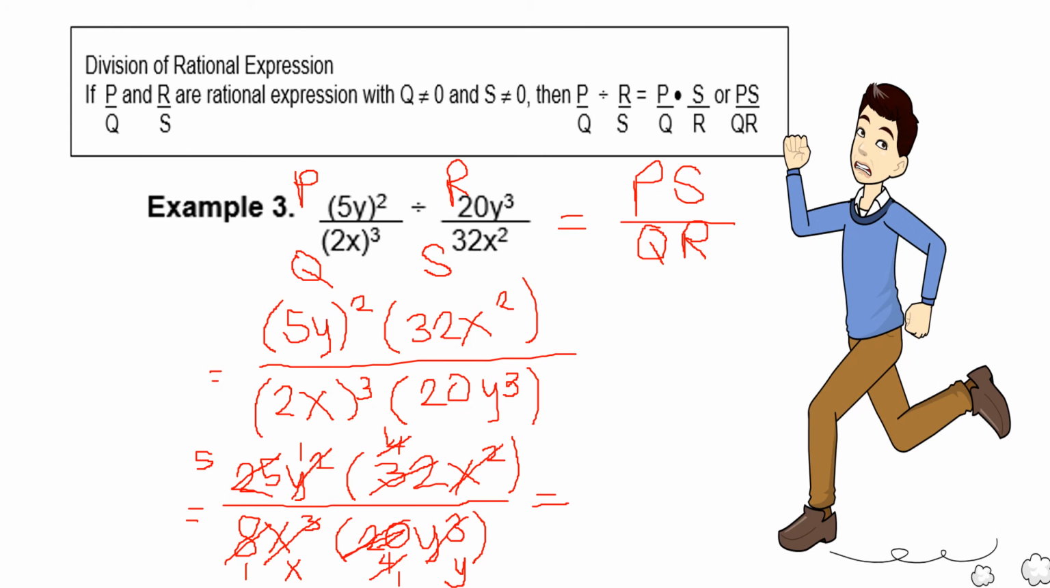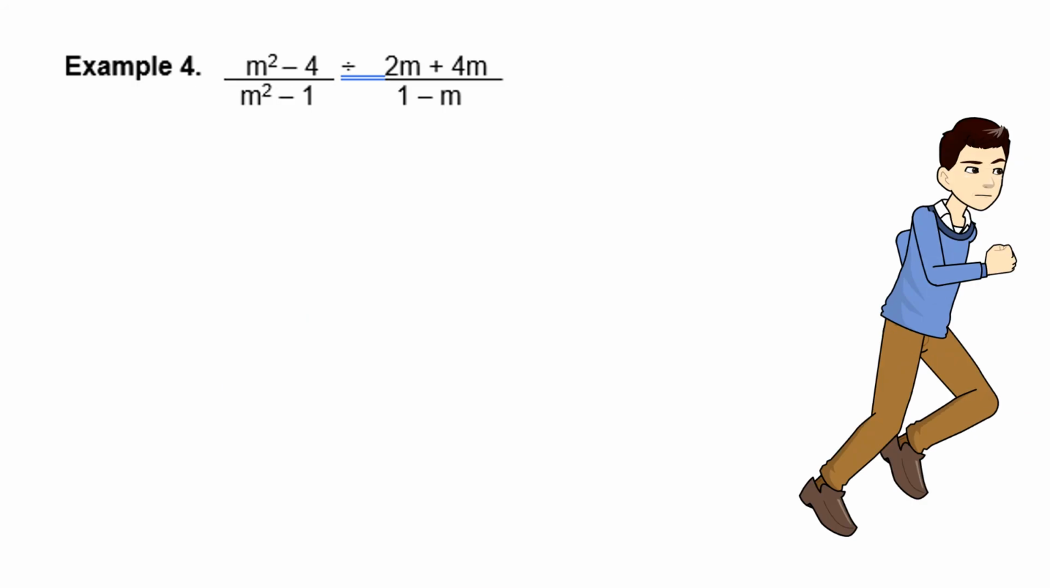Okay, so heto na tayo sa final answer natin. We have 5 times 1 times 1 times 1. The answer is 5 within the numerator over sa denominator natin x, y. So yun lang ang natira. x, y. So this would be the answer. Galing. Okay.